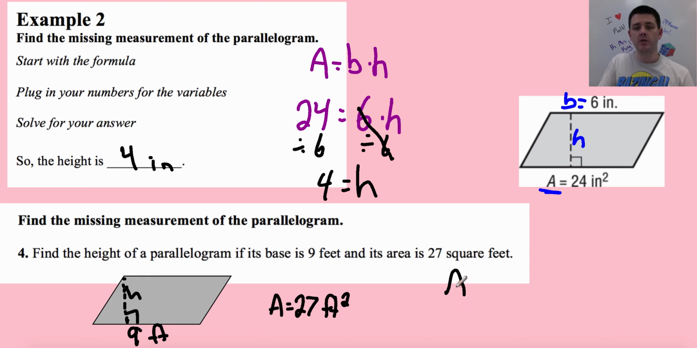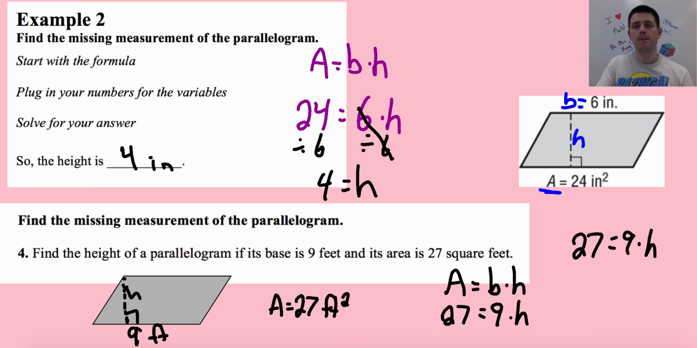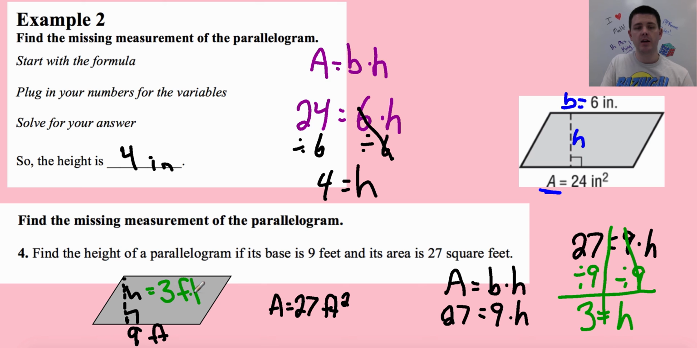Again, start with your equation. Area is equal to base times height. My area is 27. My base is 9. I want to find my height. So I'm going to write it over here so I got a little bit more room. What did they do to h? Because I want to solve my equation. Well, they multiplied times 9, so I'm going to divide by 9. But I got to do it to both sides. 27 divided by 9 is 3. So 3 is equal to h. 3 is my height. So I have a height of 3 feet.